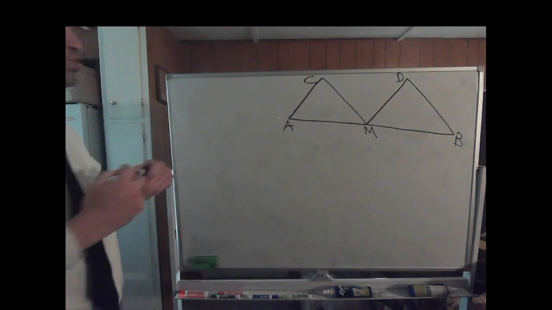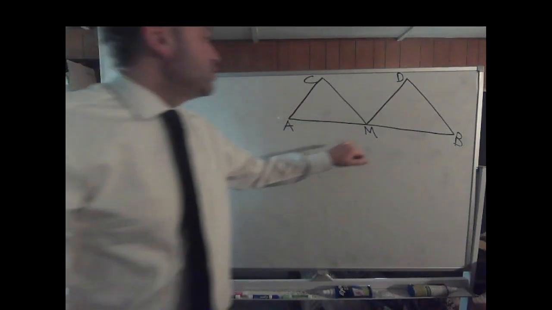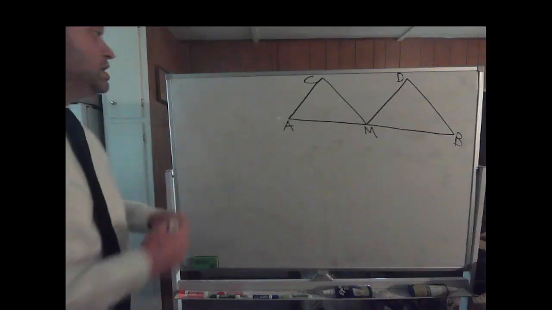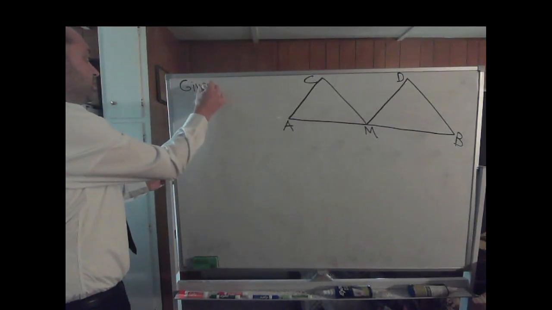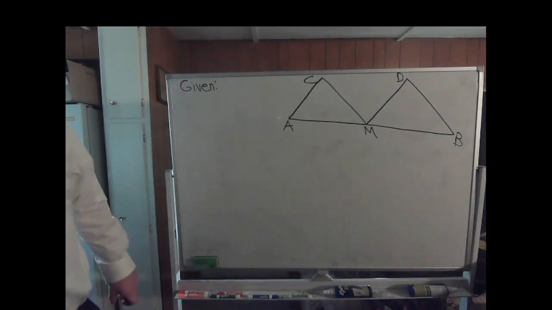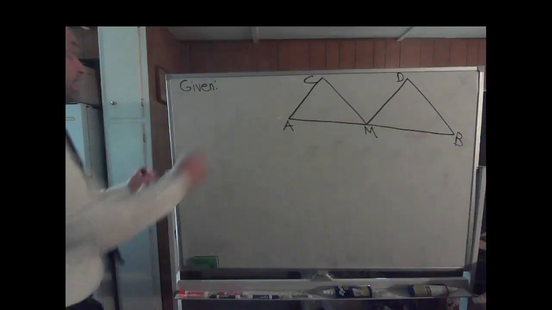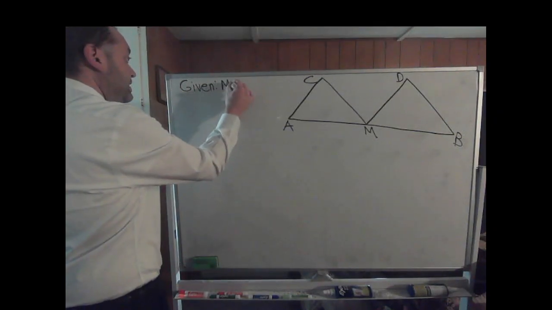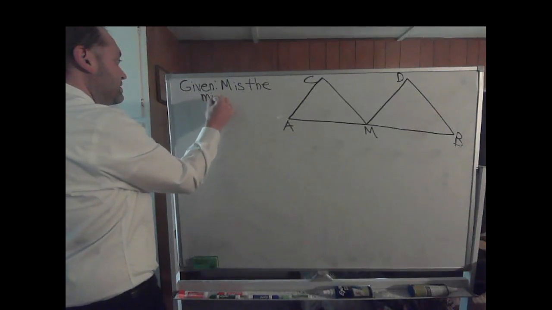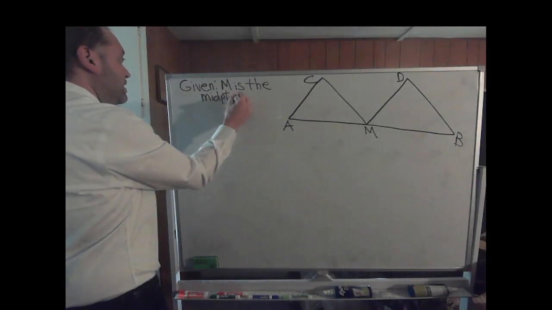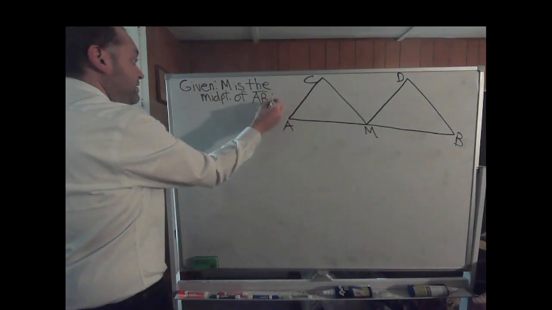Alright, so we have two triangles connected side by side, triangles ACM, and then triangles MDB. So what do they give us to start with? What are we even given? Well, let's start there. What are we given first? That M is the midpoint of line segment AB. We're given that.